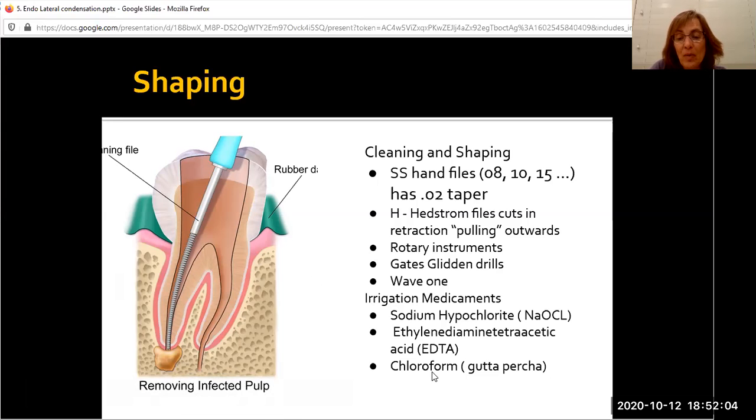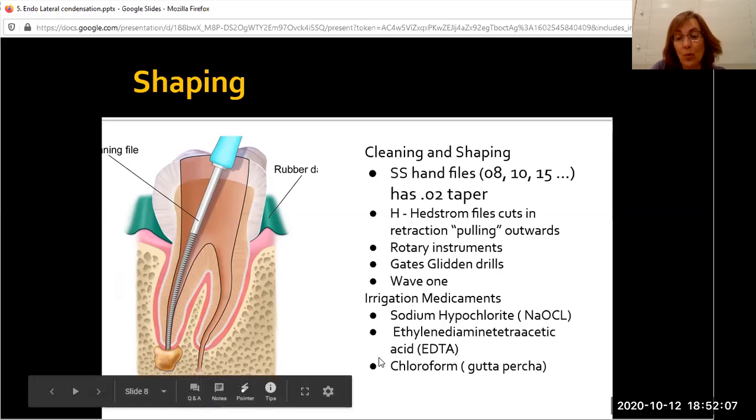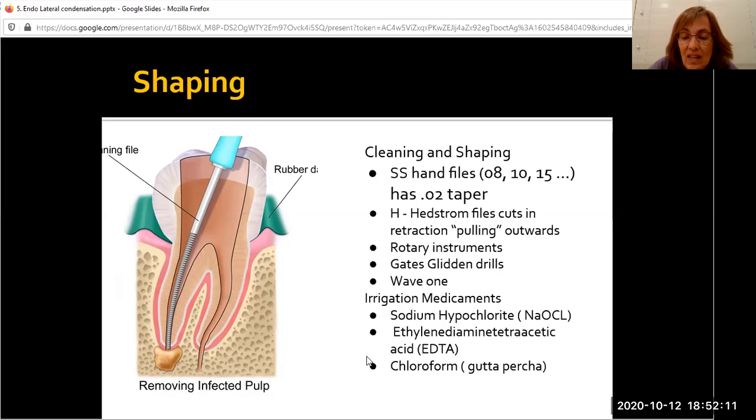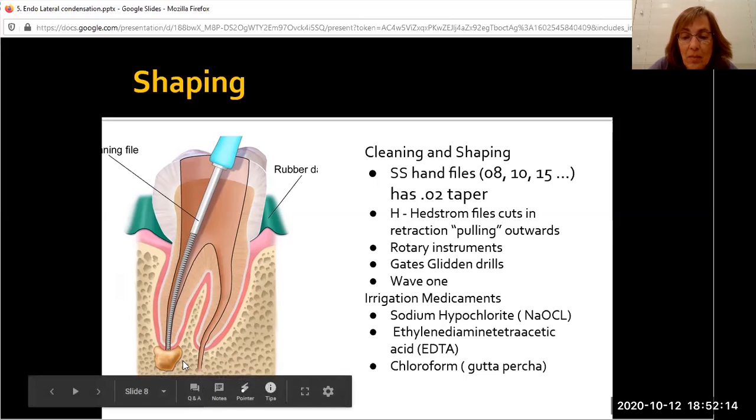The chloroform is used when we are removing gutta percha. It is not something that you will be doing, but in a retreatment, chloroform removes the gutta percha with files.